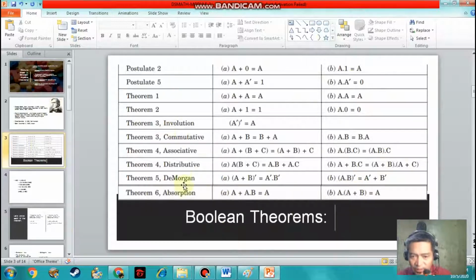So, gamitin itong dalawa to. Usually, powerful itong dalawa na to. De Morgan tsaka absorption. Pag may common sila dito, yung second variable nawawala na to. Yung B, A na lang siya. Okay?